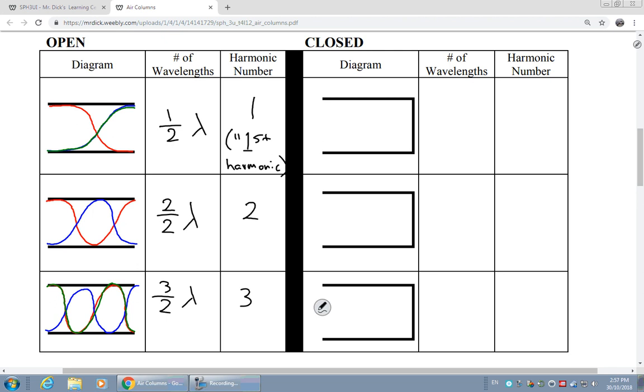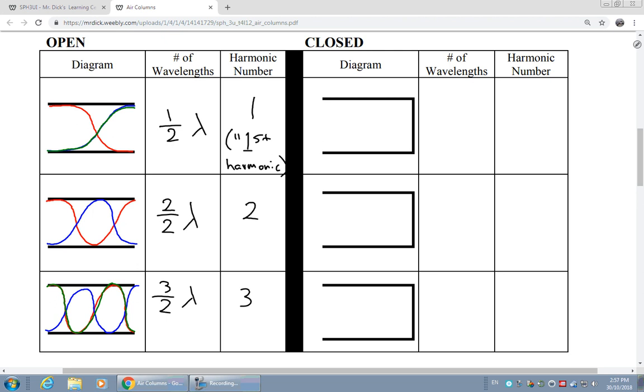So the first harmonic is 1/2 of a lambda. The second harmonic is 2/2 of a lambda. The third harmonic is 3/2. And now you could probably guess what the fourth harmonic would be, even though we haven't drawn it. It's actually 4/2 of a lambda, or in other words, 2 full wavelengths. And so the harmonic number gives us a nice pattern that tells us how many wavelengths will fit inside of a given length of tubing that we're using.